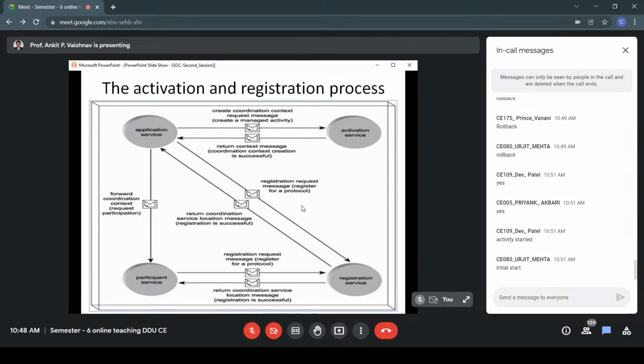Yes, or you can say context creation has been done, right? Activation is equal to context creation, right? And context creation includes starting and sharing as well. So the activation process involves context creation and sharing that context, while registration involves making the participants register for a particular protocol. Are you clear with these two terms now?